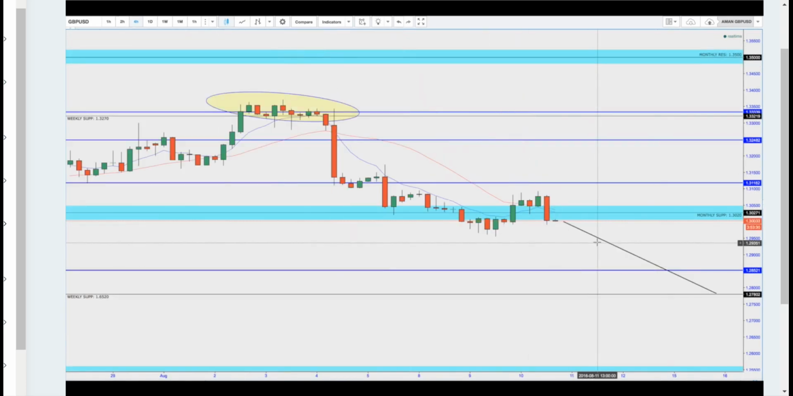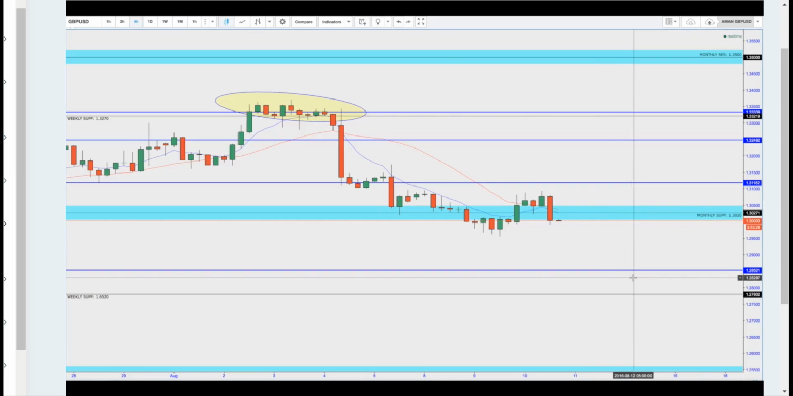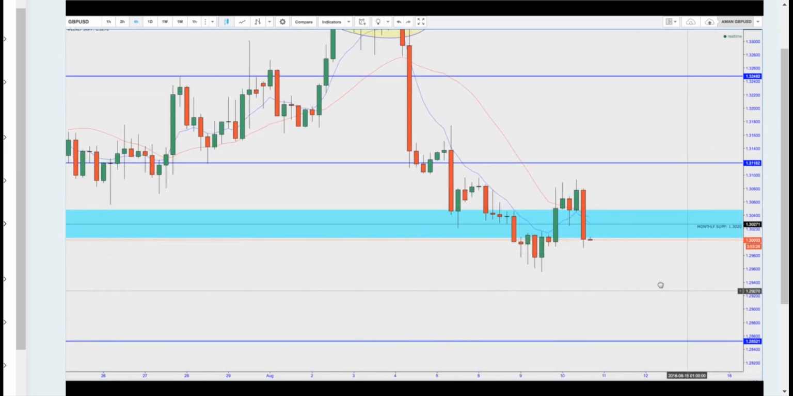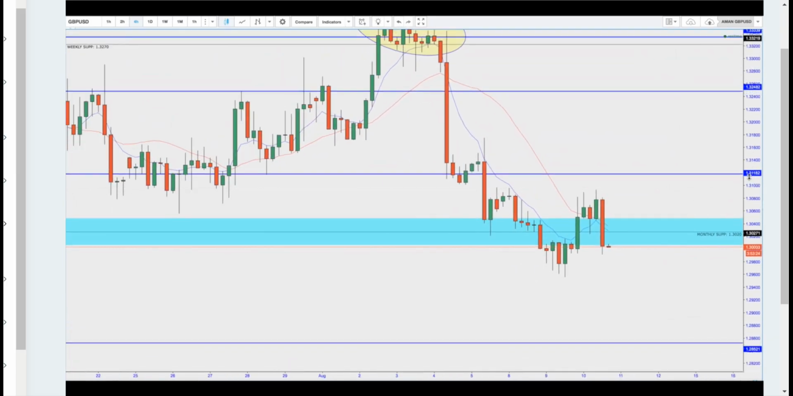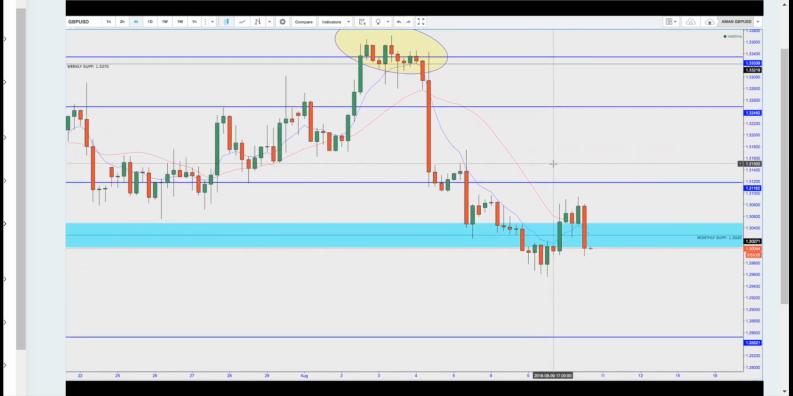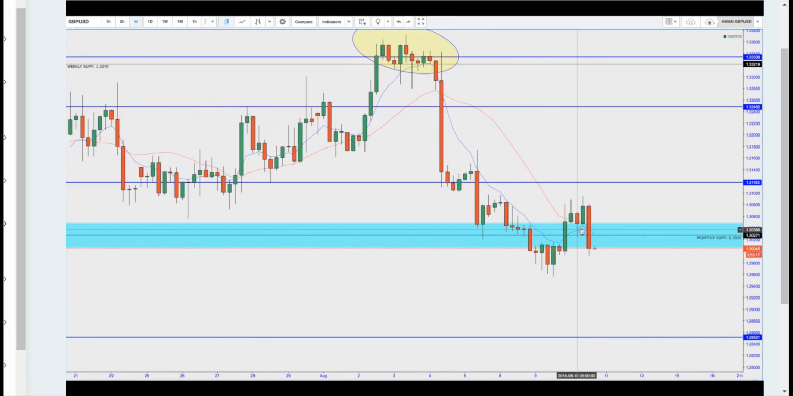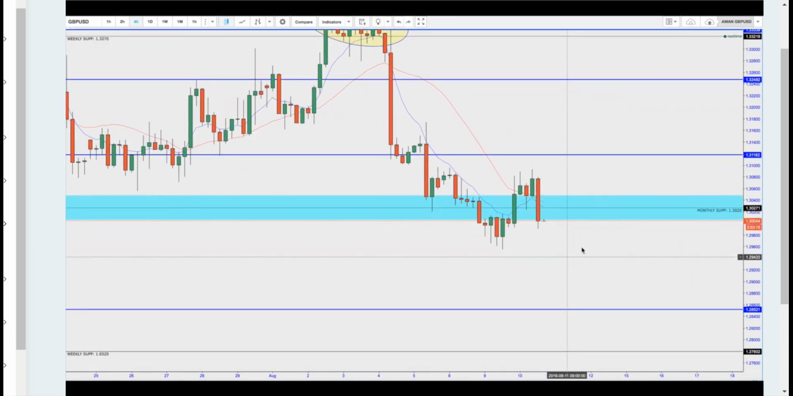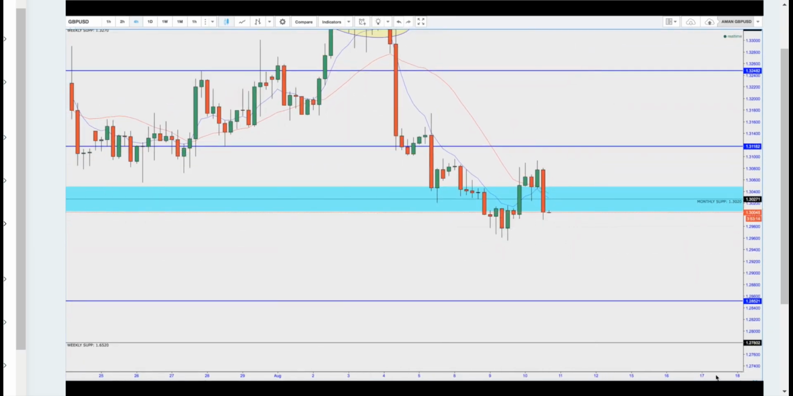Going further down into execution time frames with this one, I've literally just spotted this 7 minutes ago, just as the 4-hour candlestick closed. So what we have is the moving averages are down on the 4-hour as well. I'm just going to go ahead and say my downside target for this one, just to be safe for the example, is 1.2850, blue level of daily support.